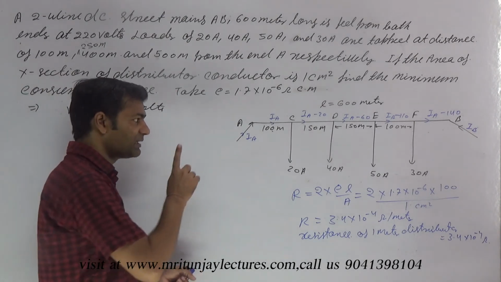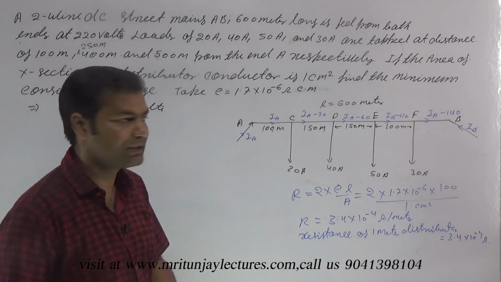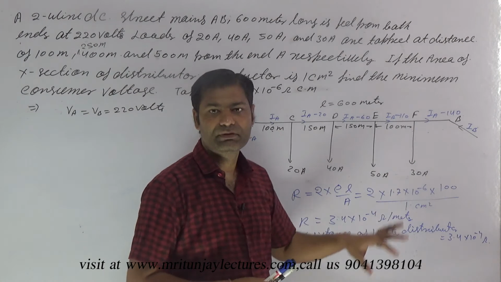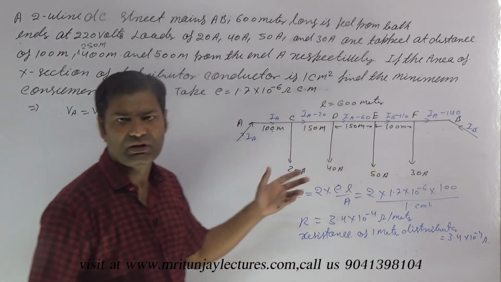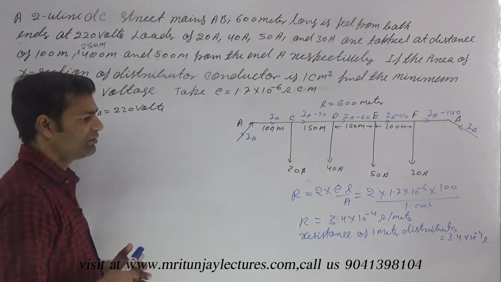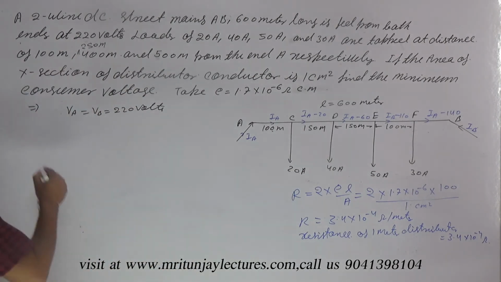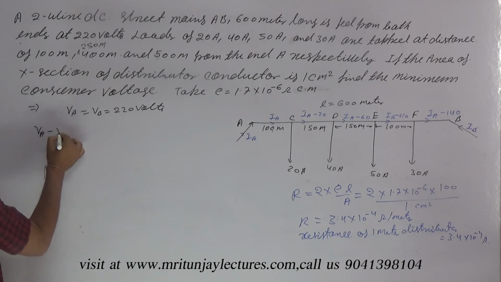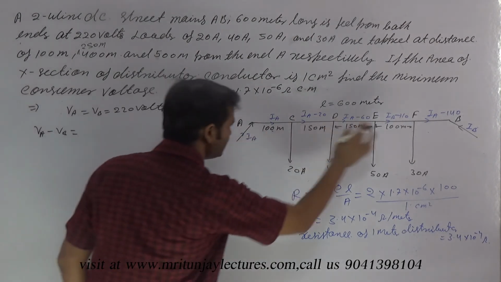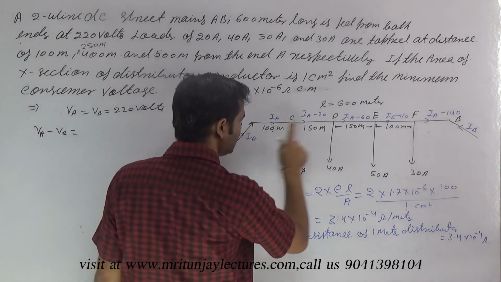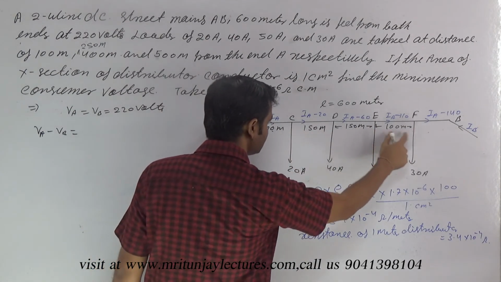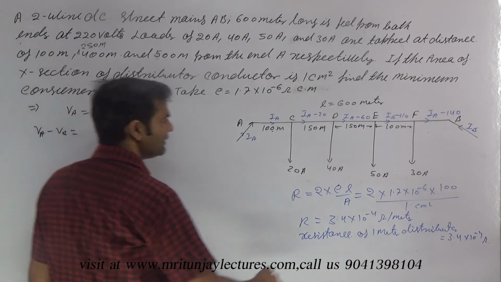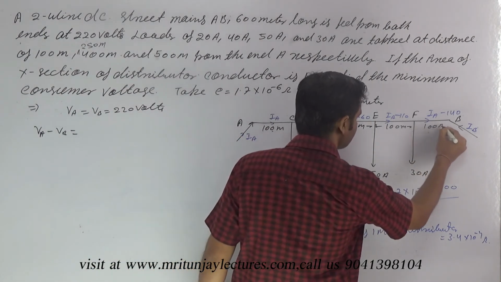First of all, determine current IA. After that, clarify whether IA is positive or negative. If IA is positive, then this one is positive, and it also depends on the value of IA. So first of all, I know that the potential difference between A and B, VA minus VB, is equal to the voltage drop corresponding to this one. And this one is also 100 meter.